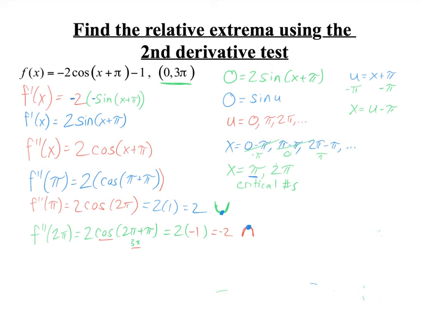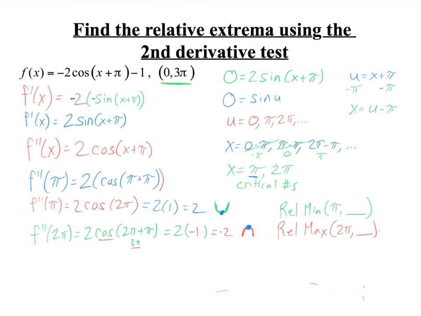So I now know at pi I have a min, and at 2 pi I have a max. But now I have to find the coordinate. Usually you want coordinates of relative maxes and mins. So I know I have a relative minimum at pi comma something, and a relative max at 2 pi comma something. We've got to figure out the coordinate now. So how do we get the coordinate? Be very careful. What function are we going to plug it into? The original. We have to go back to the original now.